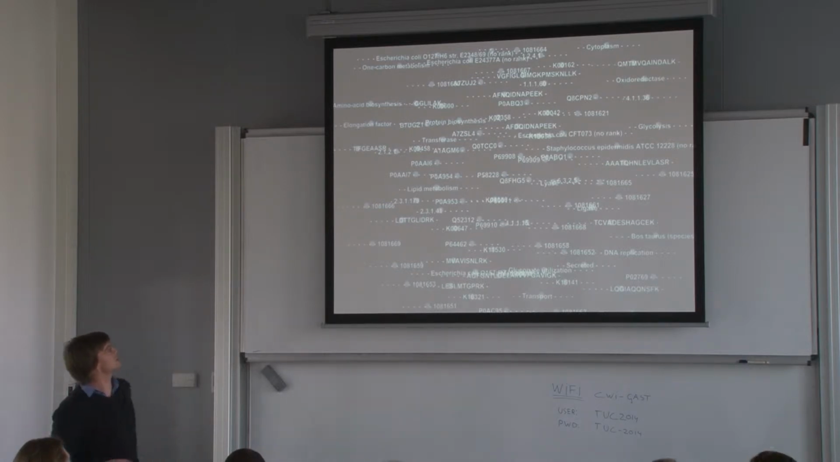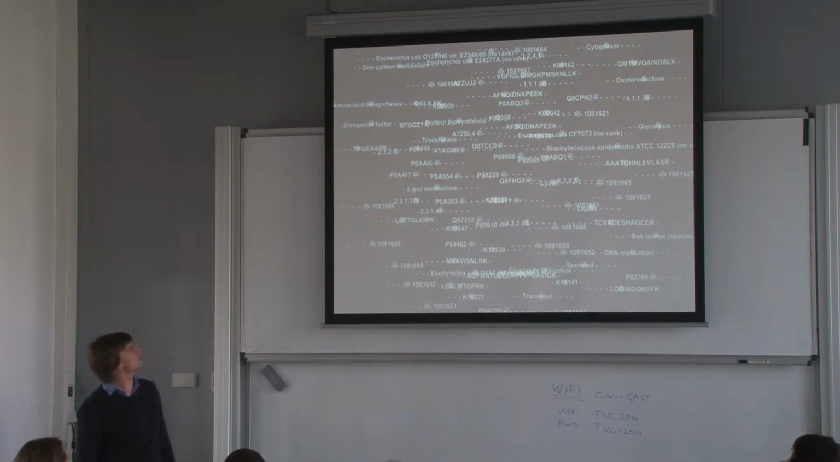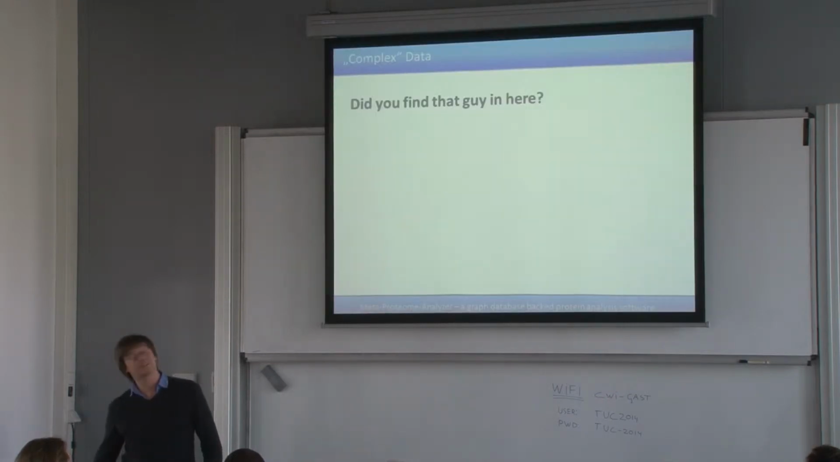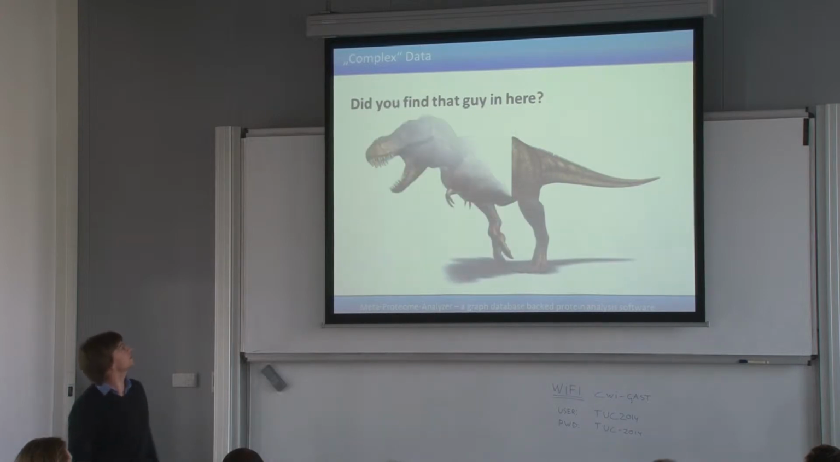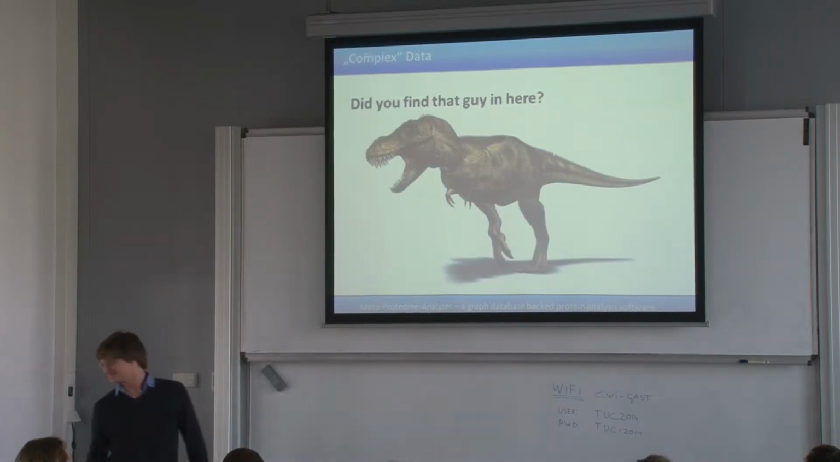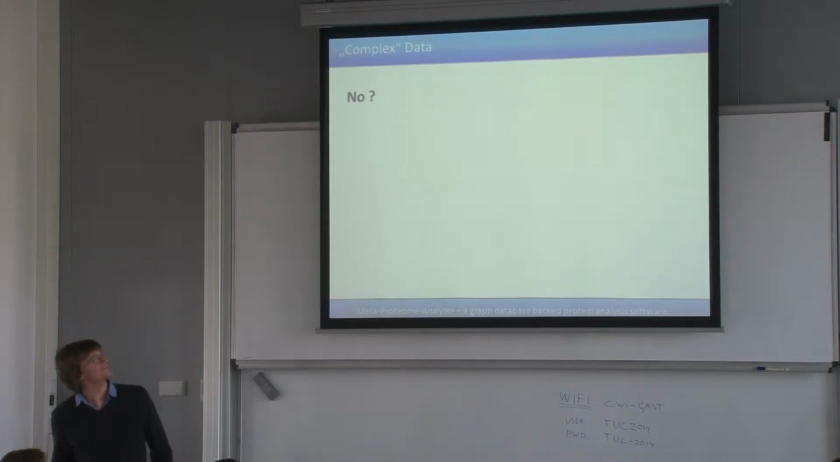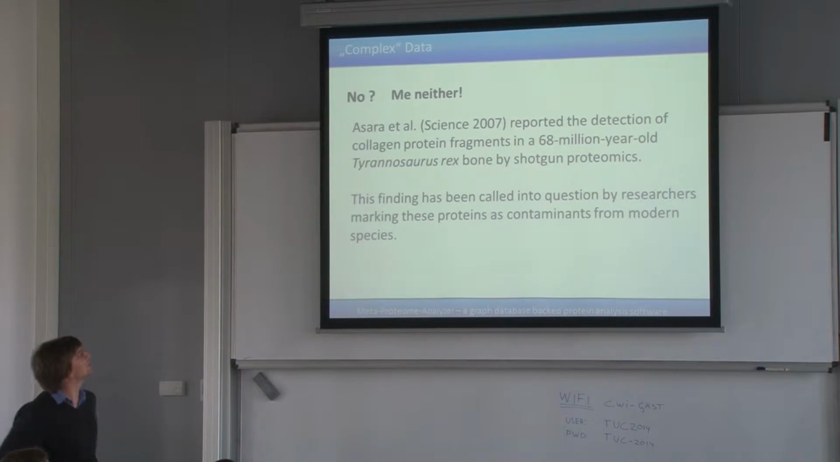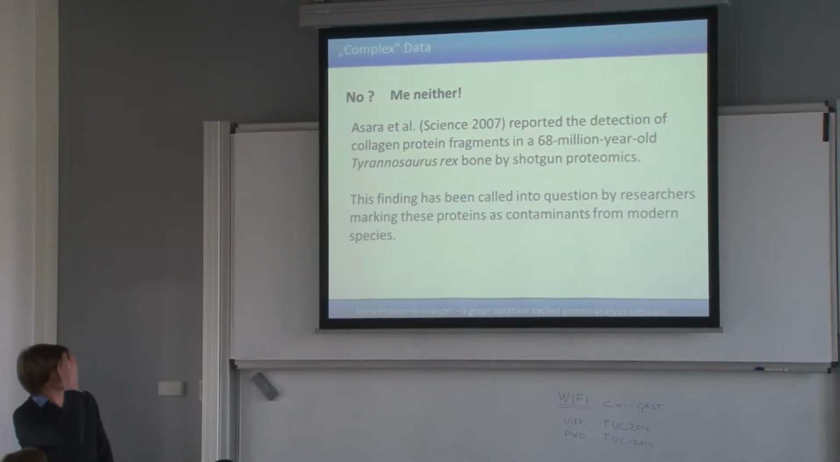So you see different species, proteins and pathways here, lipid metabolism, and Escherichia coli, which is a bacterium, on top. But did you find that guy in there? No? Me neither. But that's the important thing. Scientists claimed Tyrannosaurus rex peptide, which they would like to have found in a T-Rex bone by this method of shotgun proteomics.